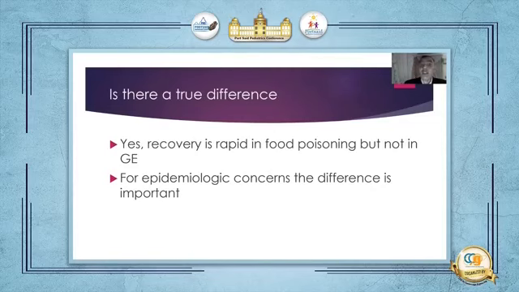Is there a true difference and you should reach the definitive diagnosis in the previous example? Yes. Recovery is rapid in food poisoning, but not in gastroenteritis. It takes 1 to 2 days in food poisoning, but it takes 3 to 8 days in gastroenteritis. And if you are having a bad place that is a cause of this food poisoning, epidemiologic concerns will mean a great difference.